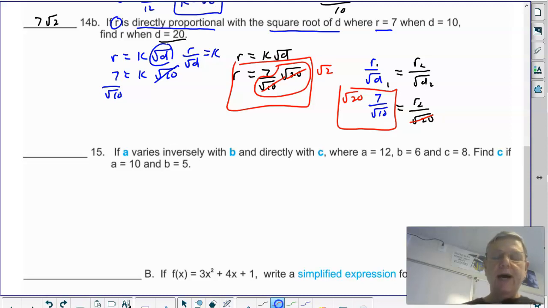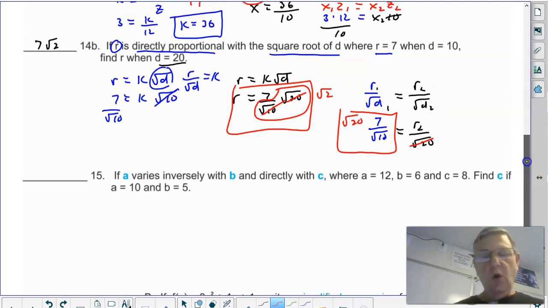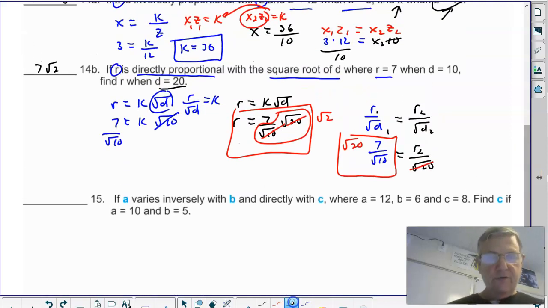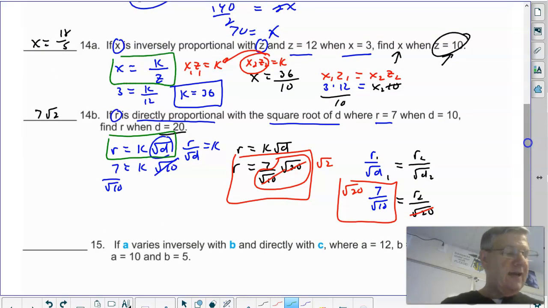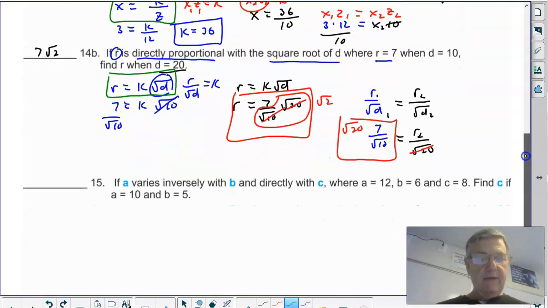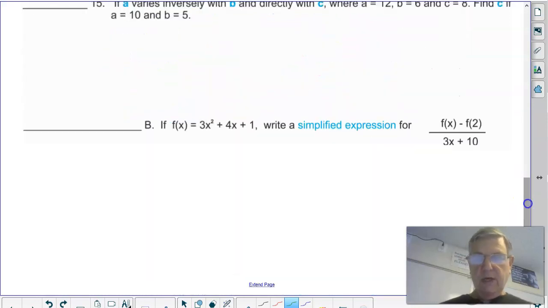Just remember, you have to be able to understand and know direct and inverse. You have to know the direct formula, and you have to know the inverse formula. And if you get those mixed up, you're going to be in trouble. So that's the key, knowing direct and inverse. Okay, 15 is a compound problem.